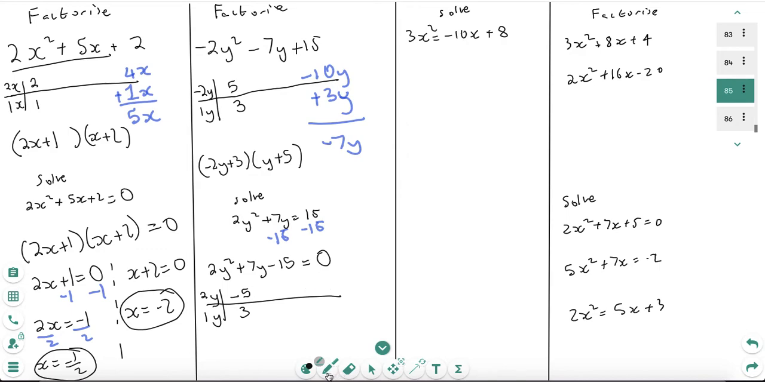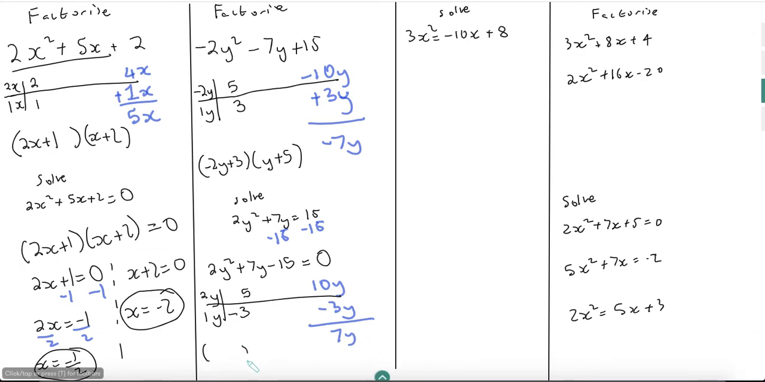So why don't we just flip it? I'll make the 5 positive 5 and the 3 negative 3. 5 times negative 3 is negative 15. Let's check. 2y times 5 is 10y. 1y times minus 3 is negative 3y. 10 minus 3 is 7y. Beautiful. That's what we want. So we can write 2y minus 3, and then 1y plus 5, which is just y plus 5, equals 0.